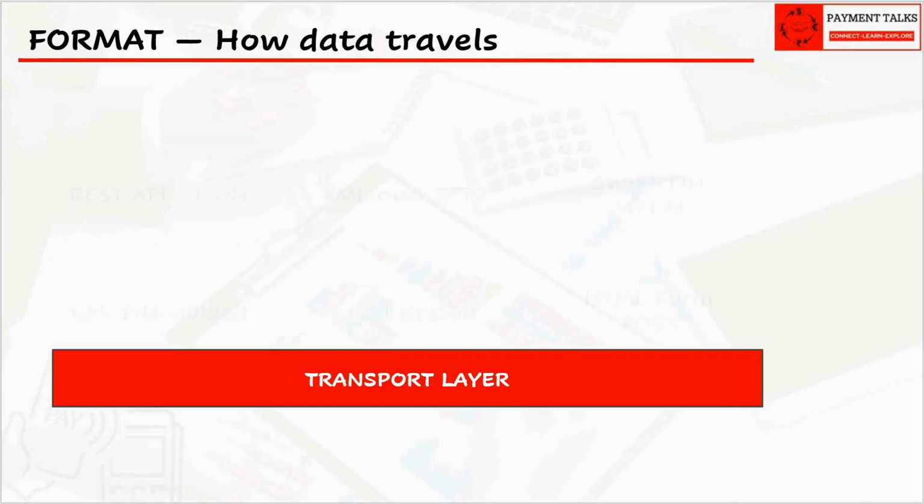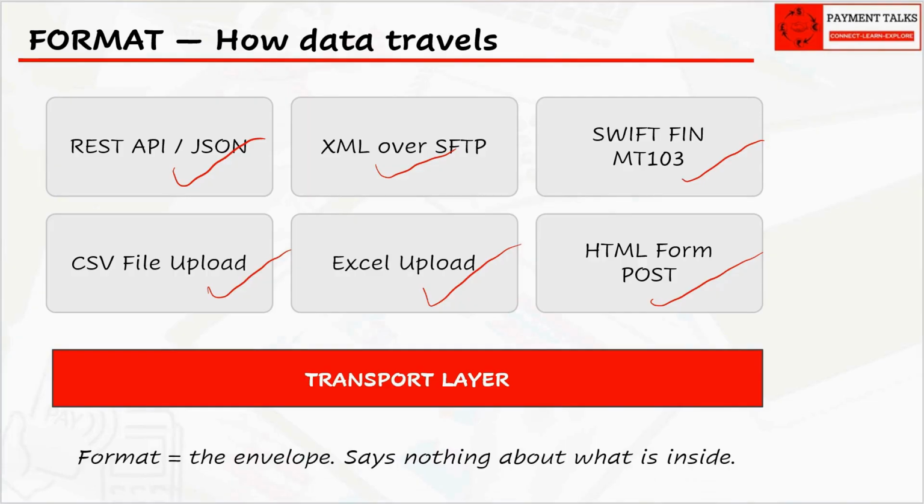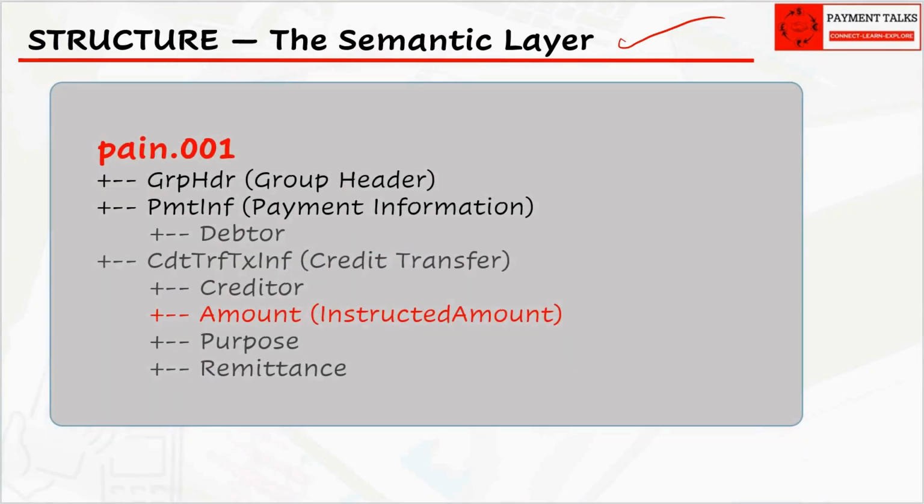REST API delivering JSON, XML over SFTP, SWIFT FIN MT103, CSV file upload, Excel spreadsheet, HTML form post. These are all formats. They tell you how the bytes travel. They say absolutely nothing about what the data means. Structure is the semantic layer. It tells you what the data means. ISO 20022 Pain.001 is a structure.